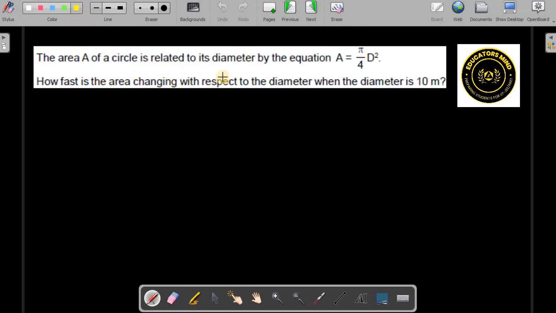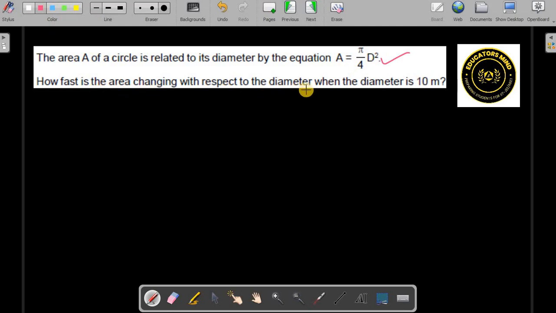The area A of a circle is related to its diameter by... This is how area, we know already, right? Area of a circle is pi r square. Radius is half of diameter, so it will become d by 2. When you substitute, d square by 4, it will become pi by 4 d square. So this is the area of a circle. Okay.